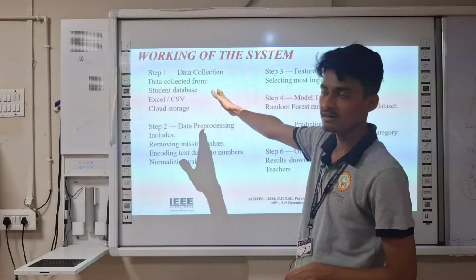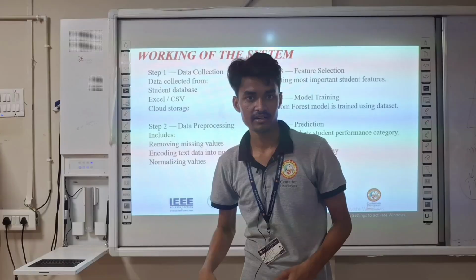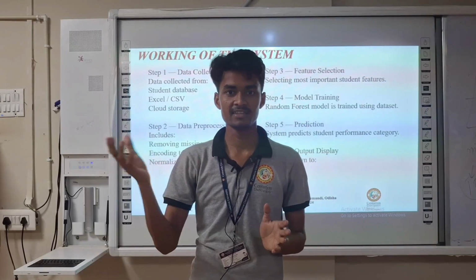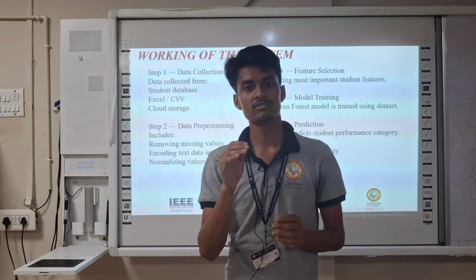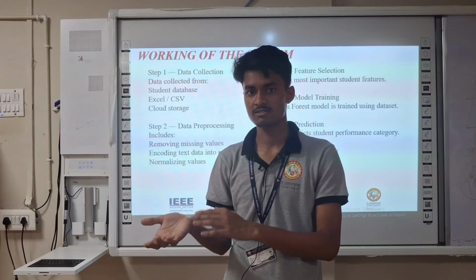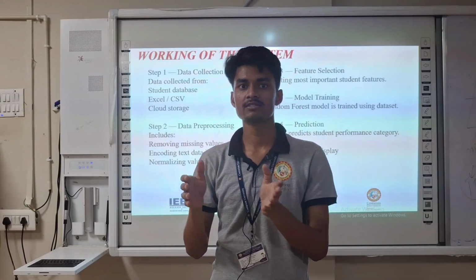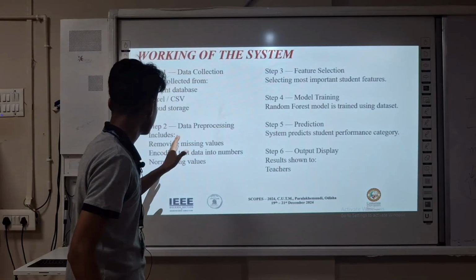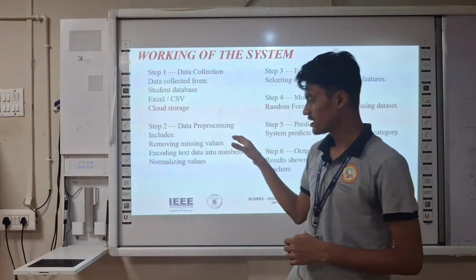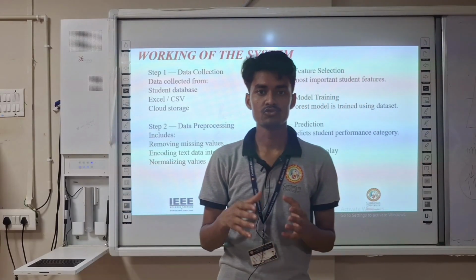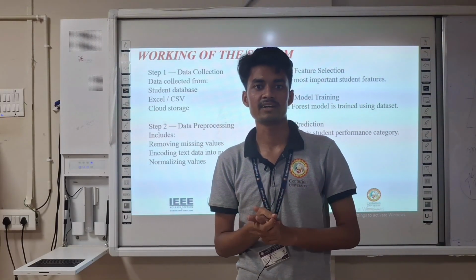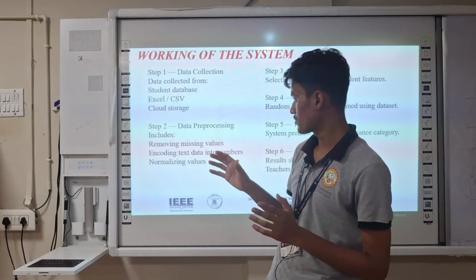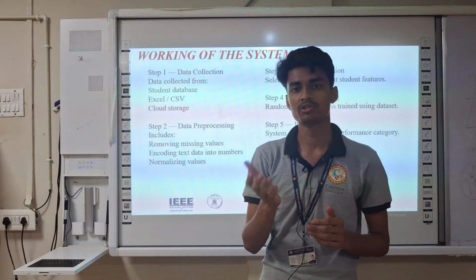Firstly, we collect the data from the Excel or CSV file. From the actual data, we create one form and send it to groups, and they fill in the actual data. Then the data is converted into an Excel or CSV file, and prediction is done on that data file. Then data pre-processing includes removing missing values. Some students fill in some columns and leave another column empty. That type of data will be deleted and new data will be formed.